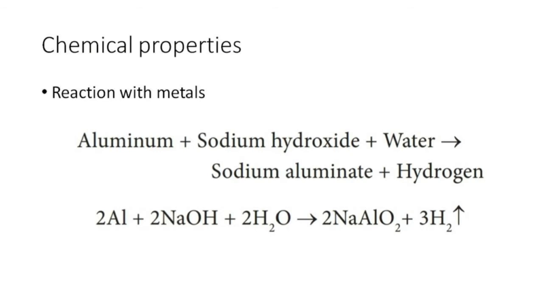Next, chemical properties of bases. First, reaction with metals. Generally, metals do not react with bases. Metals like aluminium and zinc react with bases like sodium hydroxide, forming aluminates and releasing hydrogen. See here, aluminium reacts with sodium hydroxide and water. Aluminium Al reacting with sodium hydroxide NaOH and water H2O, producing sodium aluminate NaAlO2 with evolving of hydrogen gas H2.